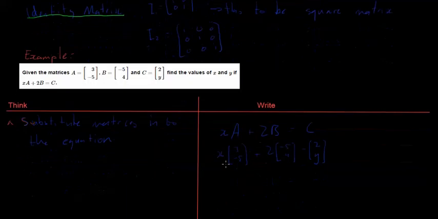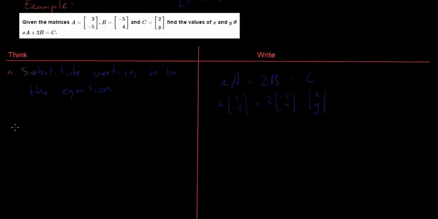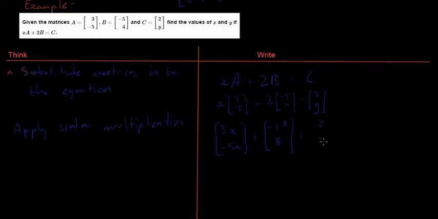So now we need to apply scalar multiplication to this and this. On the left-hand side, this becomes 3x and negative 5x, and then that is added to 2 times negative 5, which is negative 10, and 2 times 4, which is 8, and that's equal to 2, y. There's no scalar multiplication going on with this one.